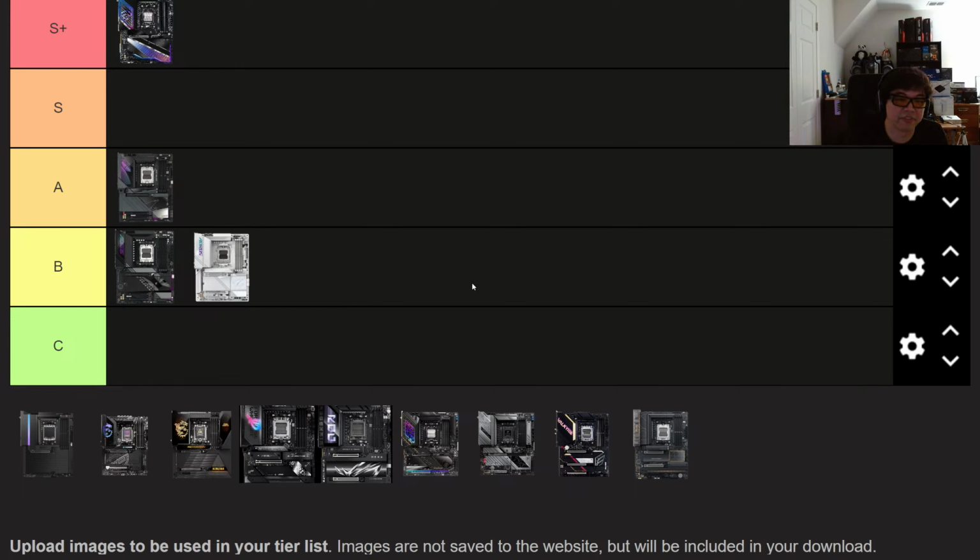The X870E Hero doesn't even have a backplate at $650 to $700. Really? Wow. See, and that's another example of why the Nova is where it is. It's just too good. There's just too much value. $350 and it has a backplate.